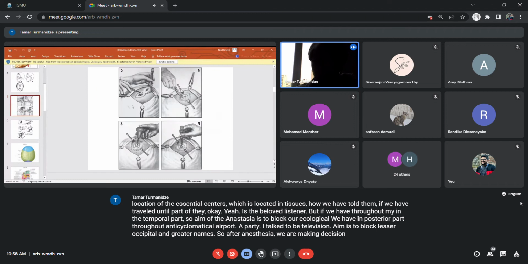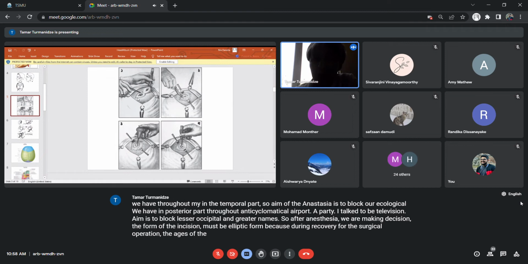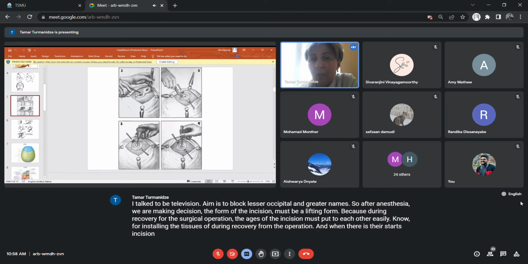The form of the incision must be elliptic, because during recovery from the surgical operation, the edges of the incision must pull to each other easily for restoring the tissues. And when the incision starts, there is bleeding, which must be stopped right away.